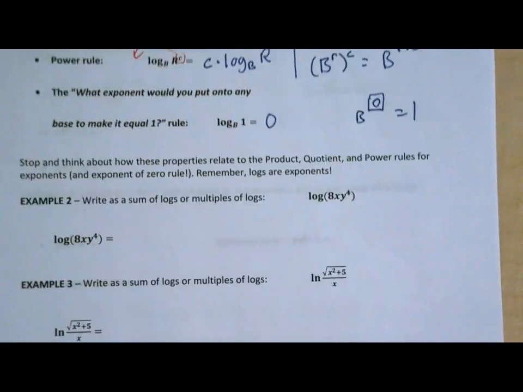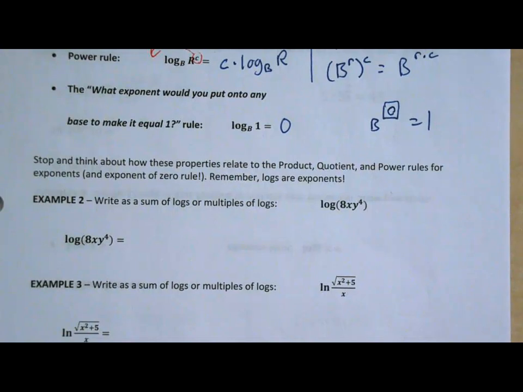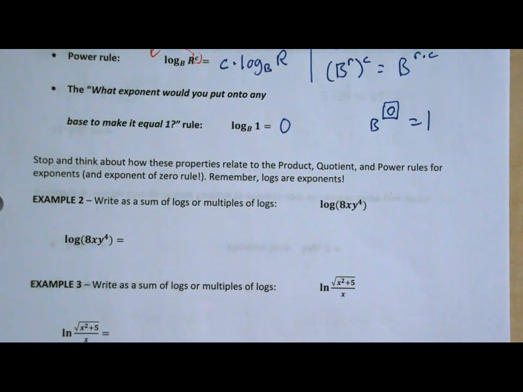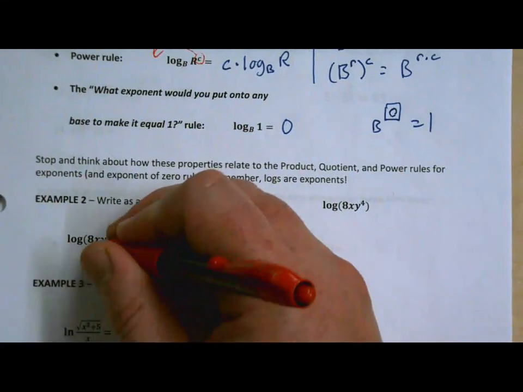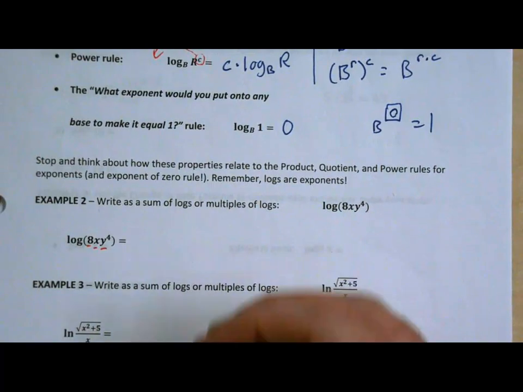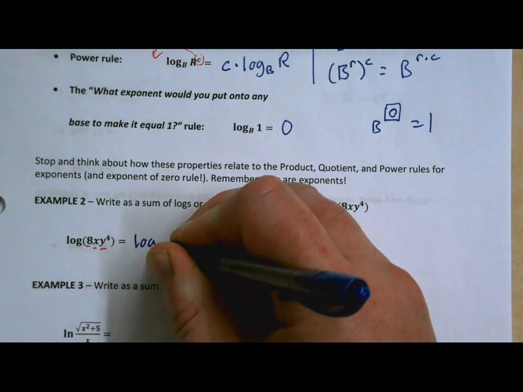Okay, let's do some problems. So here we go. In this problem, we're going to write this as a sum of logs or multiples of logs. And when we do this, we do not want to have any exponents or square roots inside. So let's see what we can do here. How many things do you see being multiplied together inside of this log? 3 things. So when we write our answer, it's going to have 3 logs.